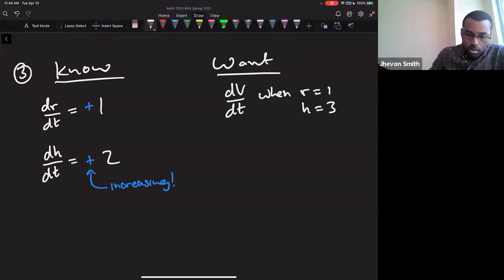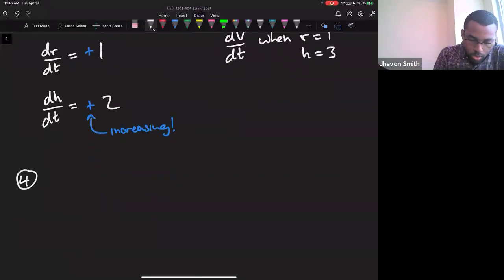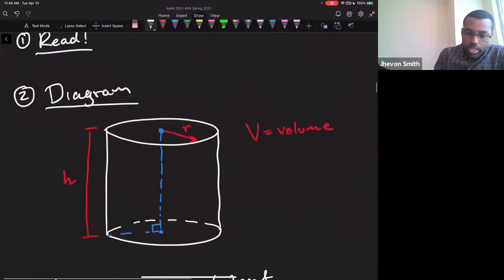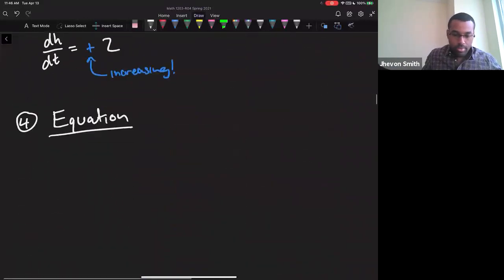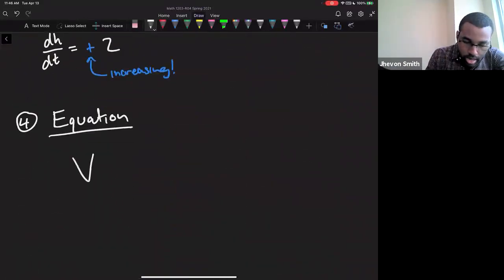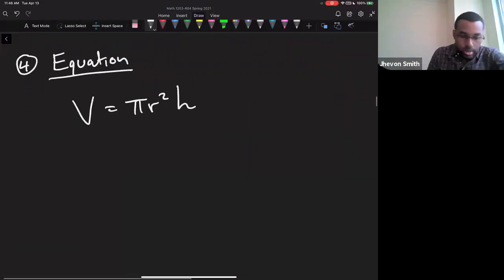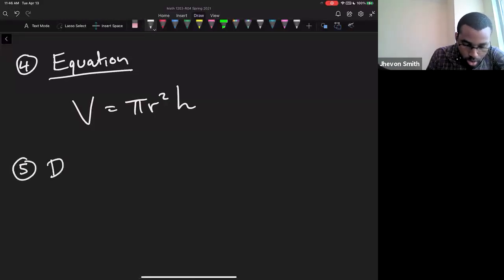Okay. So now we move on to step 4, which is going to be the equation. What's going to be the valid equation here? So we have our diagram. Probably some of you are getting PTSD about it, have nightmares about high school geometry. But this should indicate to you what the formula is going to look like. It will be the area of the circle times the height. So V equals pi r squared h. So that's our equation. Moving on, step 5, we want to differentiate.